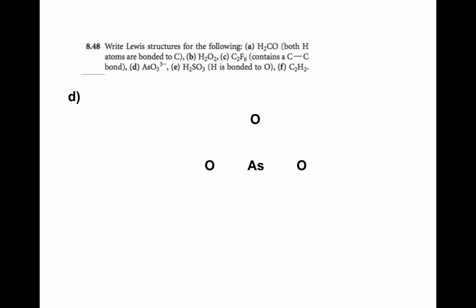Looking at D, AsO3 3 minus. This is the constitution. Everything's connected to the central arsenic. 18 electrons for the oxygens, 5 electrons for the central arsenic. Now, this is a polyatomic ion, arsenite or arsenate, so it's got a -3 charge. When we have a charge on our polyatomic ion, and it's negative, we add electrons for each of the charges. So it has a -3 charge, so 3 extra electrons are injected into this Lewis dot structure. So I have 26 electrons to play with.